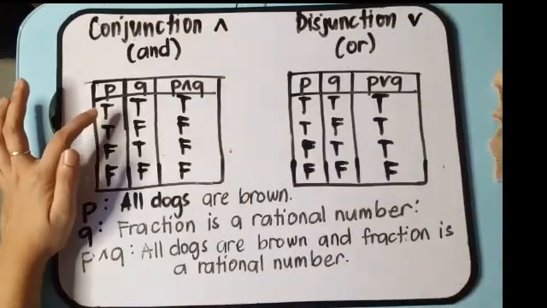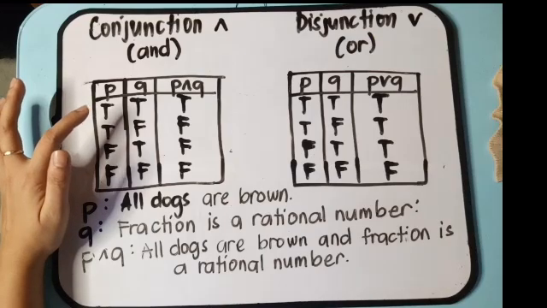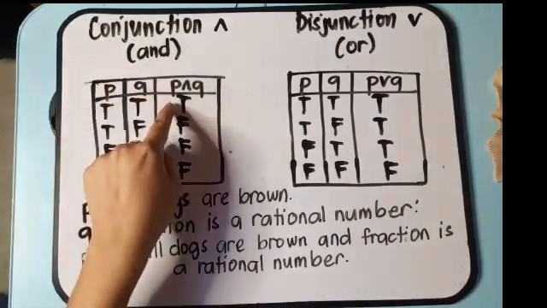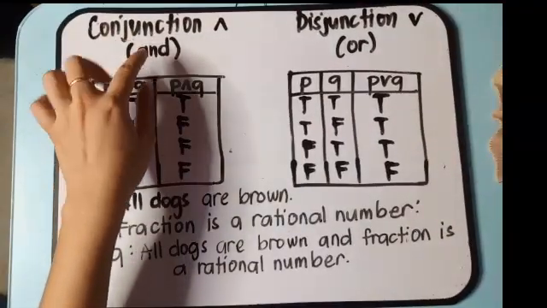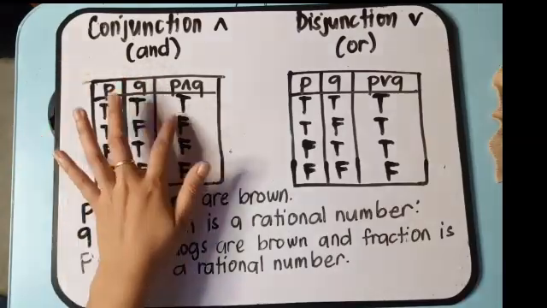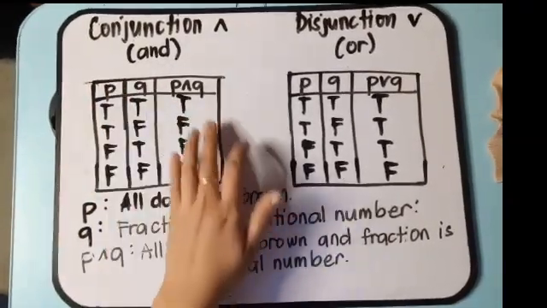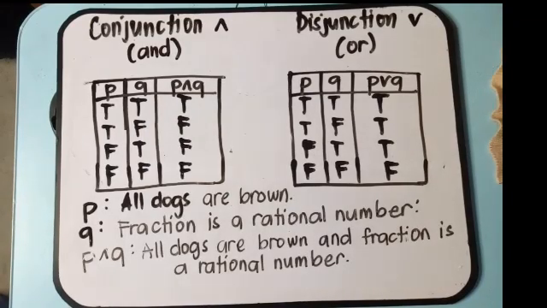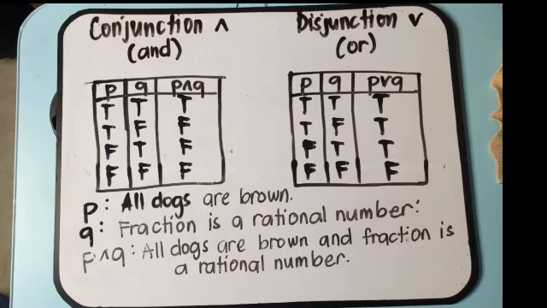So, if the truth value of each proposition is both true, then the truth value using the logical connective "and" is true. The rest, false na po siya. So, yun yung pinaka-easiest way to memorize or familiarize yourself with the truth table of the conjunction. If both of the propositions are true, then the truth value of the conjunction is true.